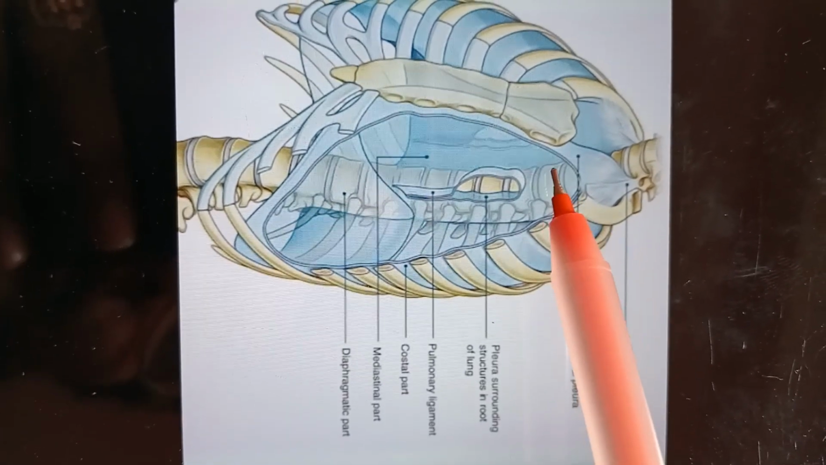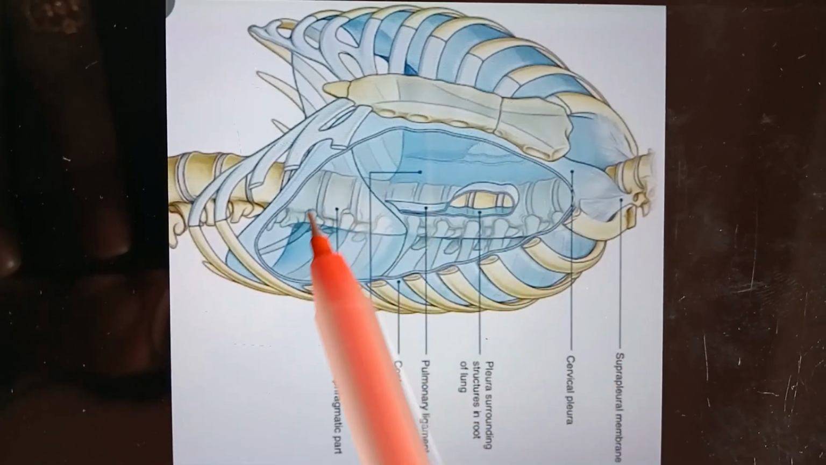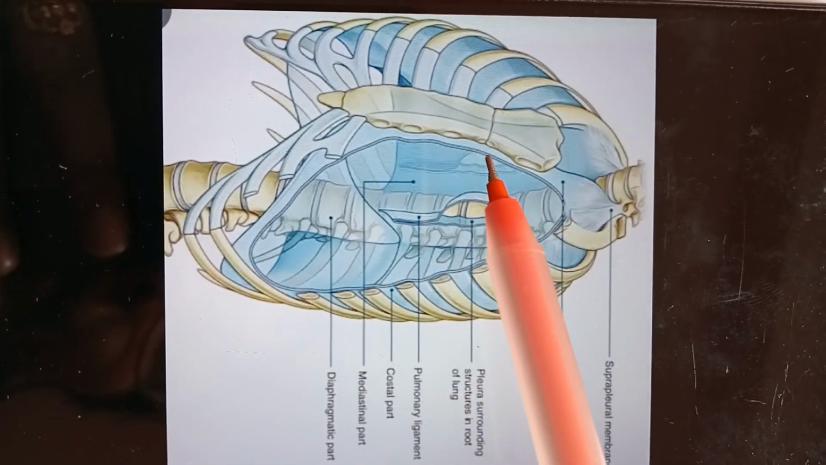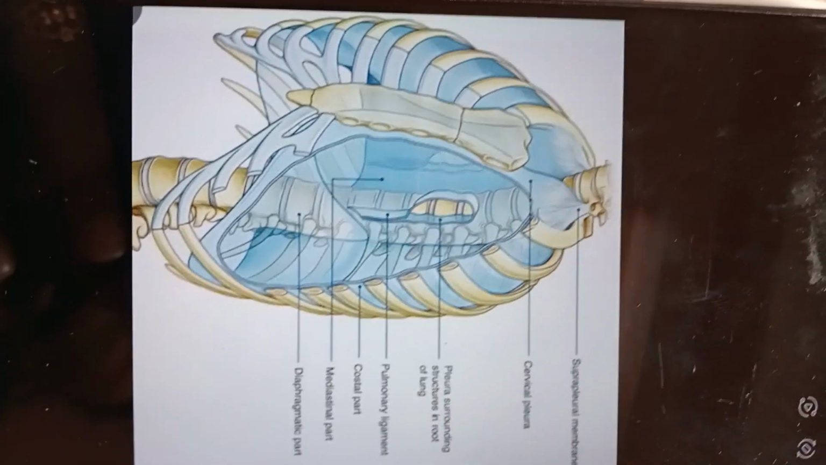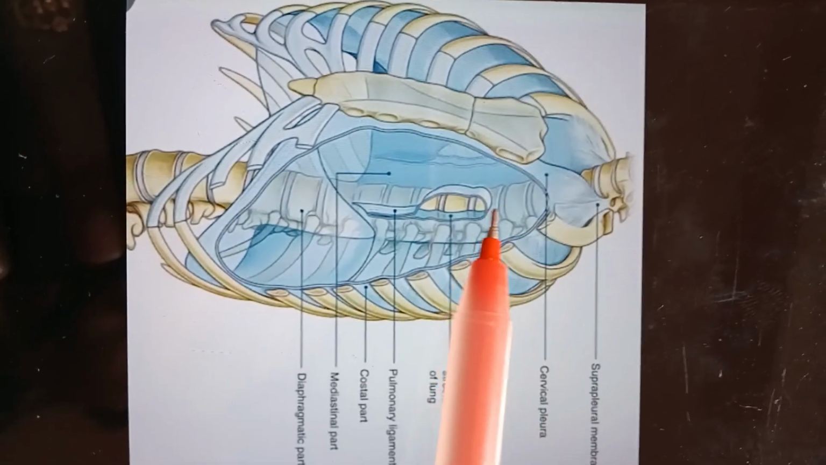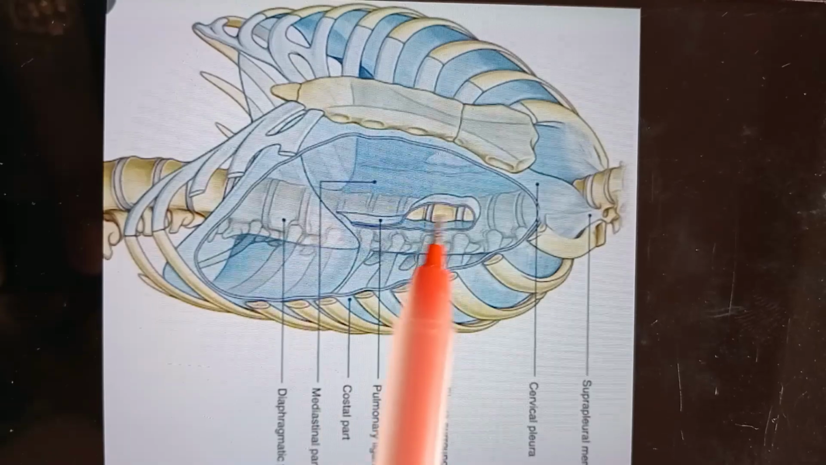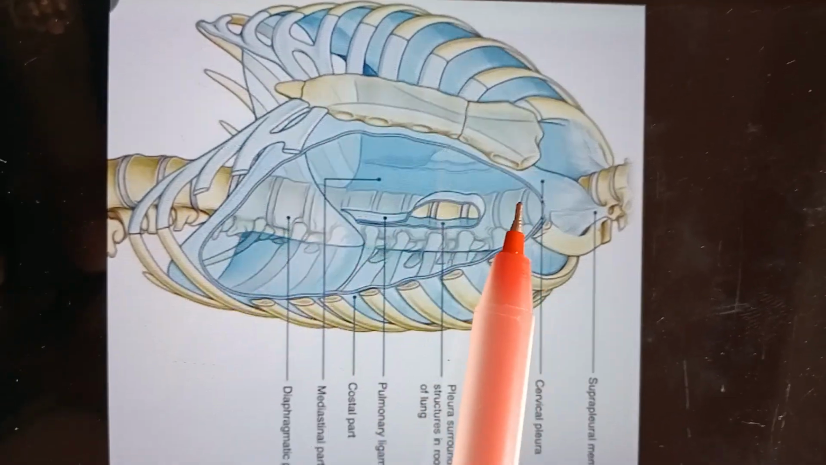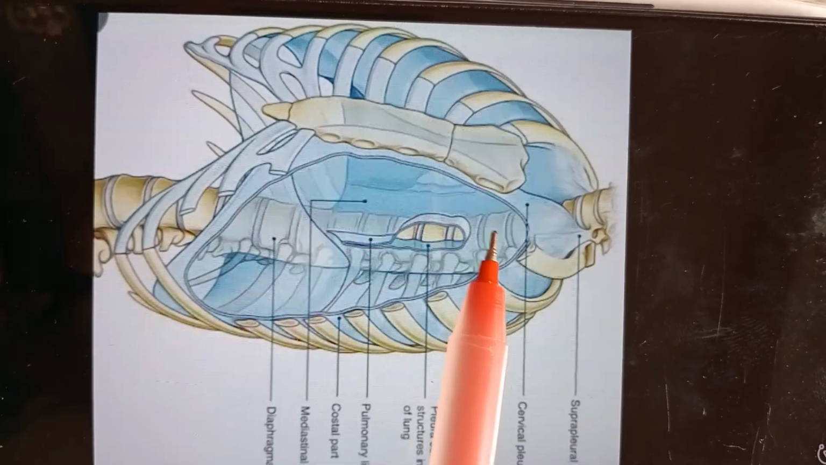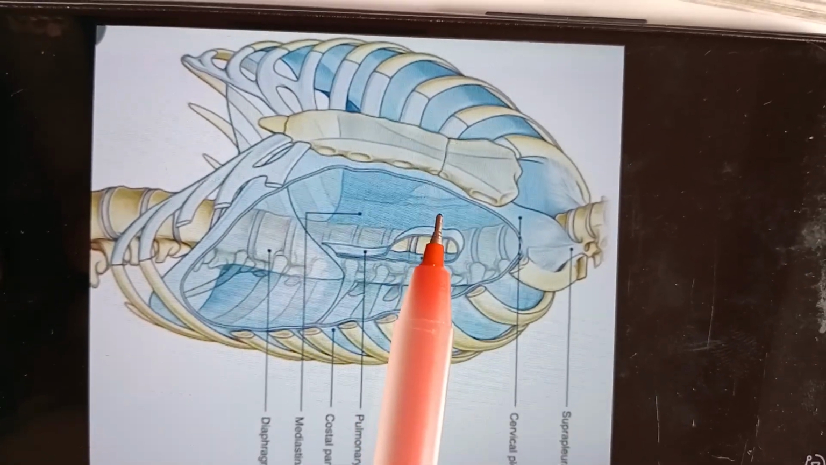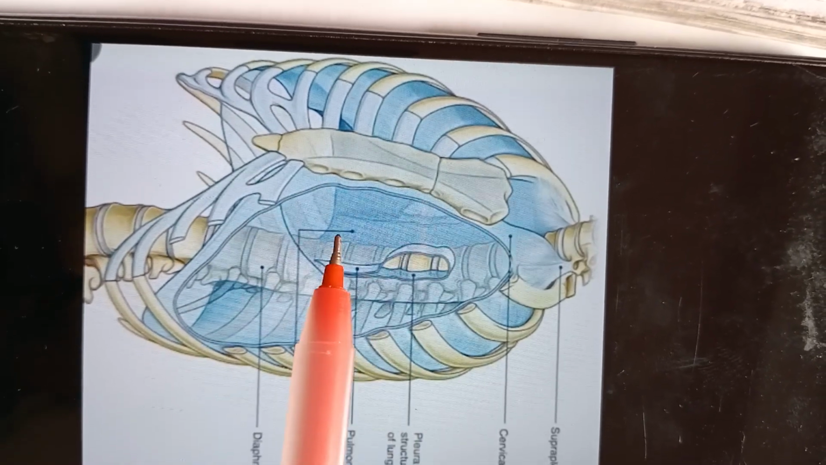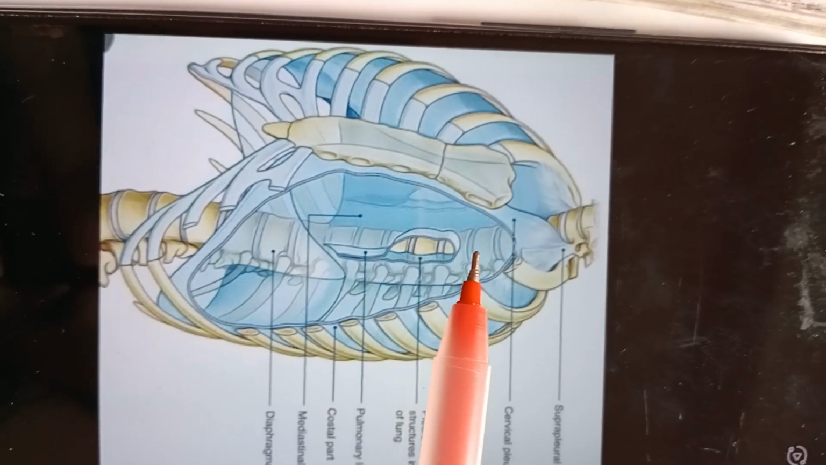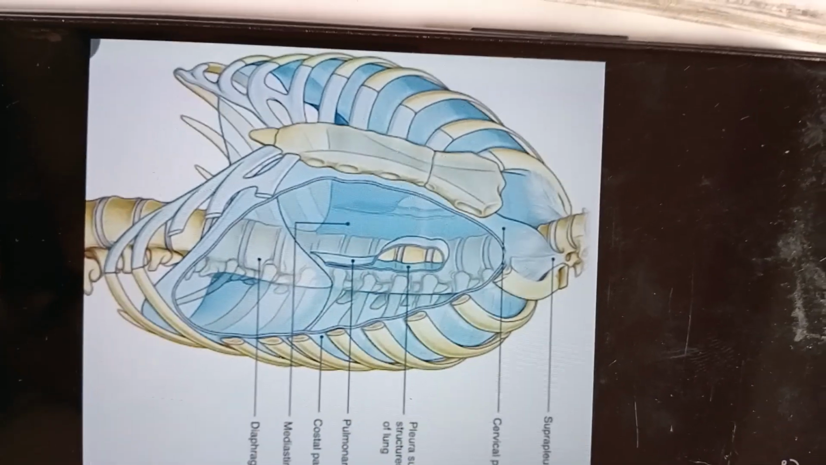Now we come to the rest of the parietal pleura. Here this one is the mediastinal pleura, which lies on the side of the mediastinum, and we can say it lines the lateral part of the mediastinum. It has three parts: the part which lies above the hilum or root of the lung, another part which lies at the root of the lung, and the rest which lies below the root of the lung. So there are three parts of the mediastinal pleura.